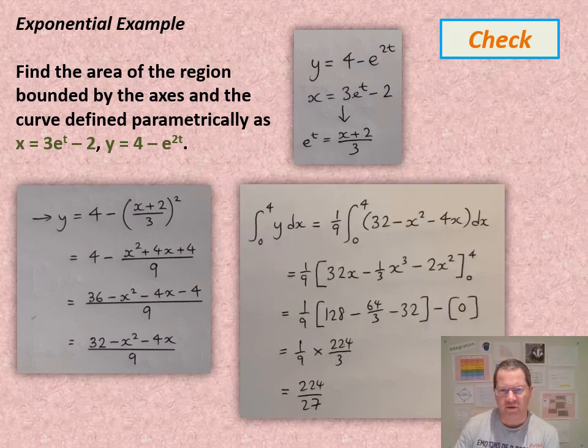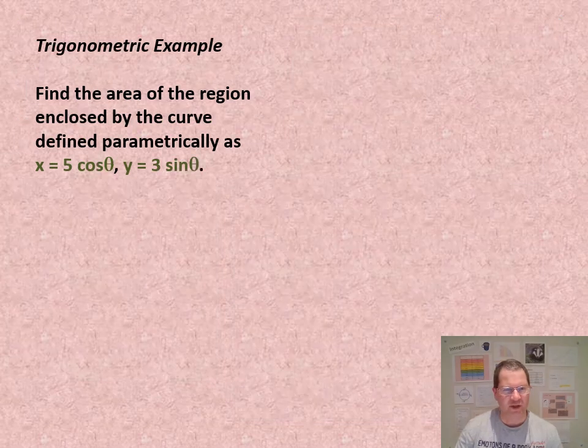So we're going to integrate y with respect to x between 0 and 4. We don't need to change the limits because we're doing this in terms of x. So y is 1/9 of 32 minus x squared minus 4x. When we integrate that, we get 32x minus 1/3 x cubed minus 2x squared, which gives us 1/9 of 128 minus 64/3 minus 32 when we substitute 4 in there, and 0 when we substitute 0 in there, which gives us the same answer as before, 224/27.